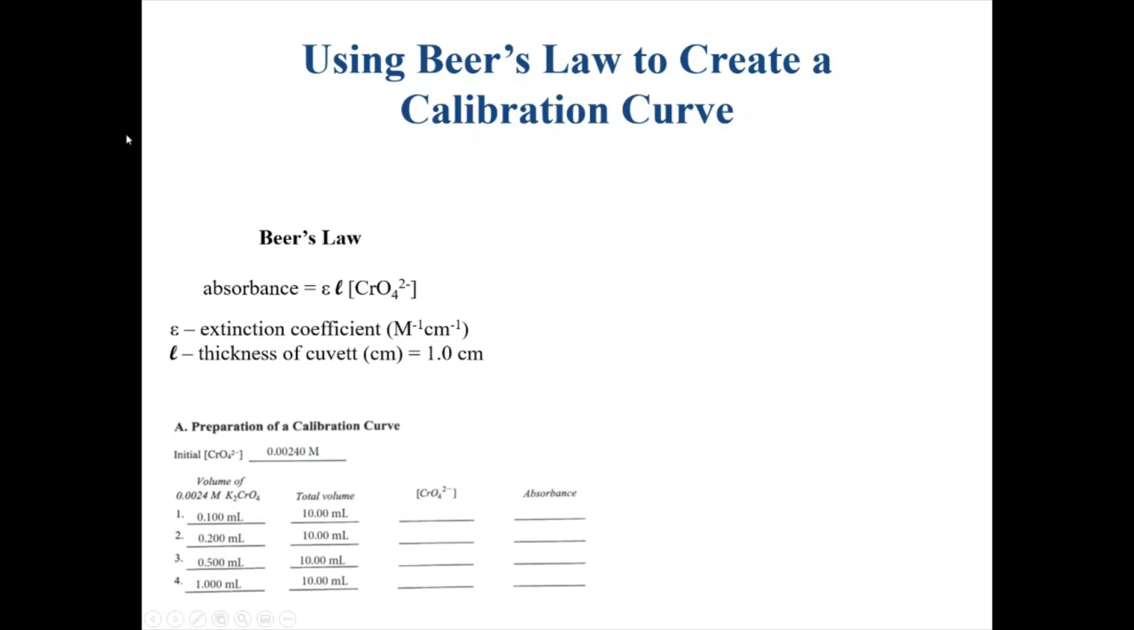Okay, so using that experiment, what we're going to do is we're going to take a feature of UV-vis spectroscopy that will allow us to correlate the concentration with the absorbance. There's this thing called Beer's law. It's an equation where we have absorbance on one side and we have the concentration on the other.